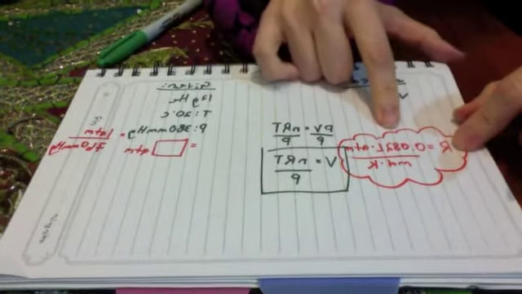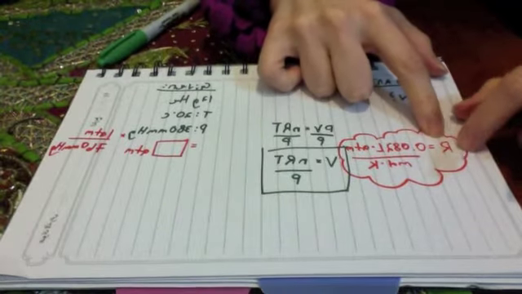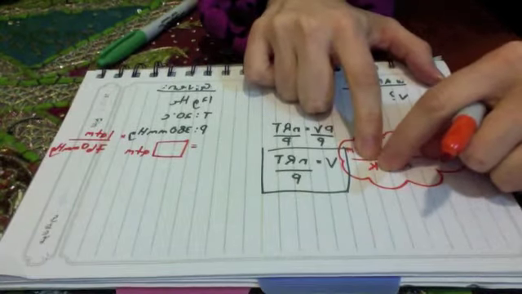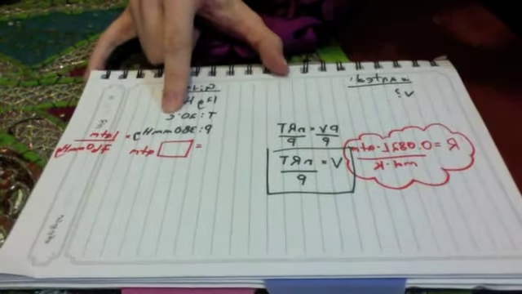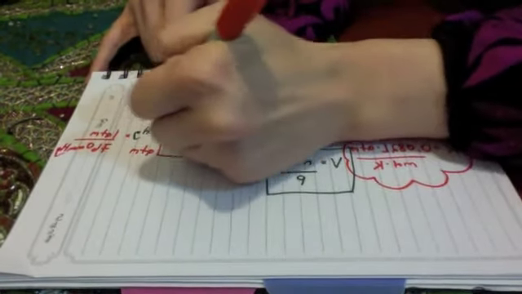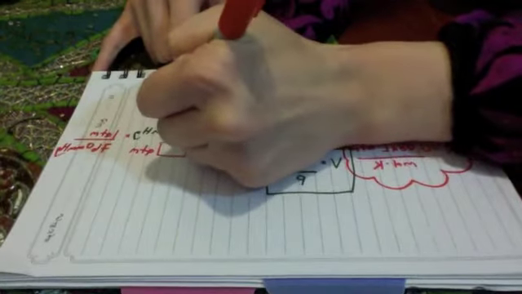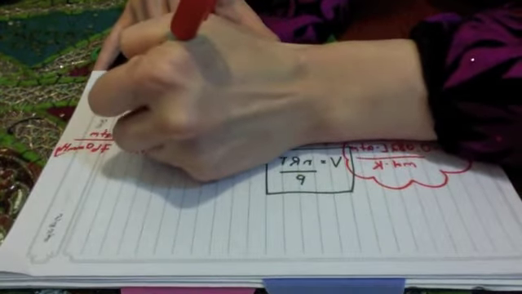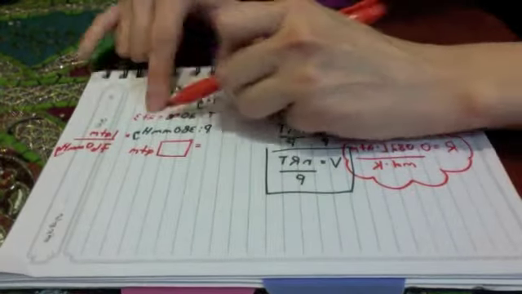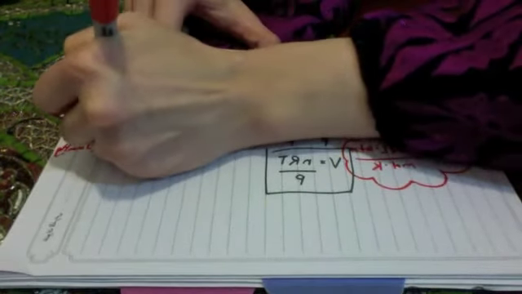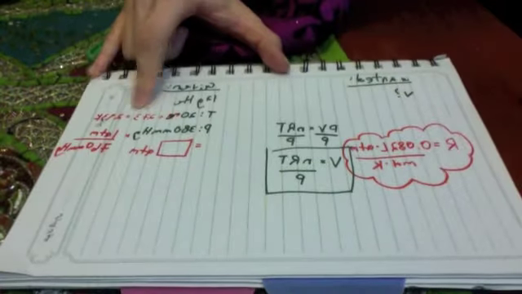The second thing I'm noticing is my value for R is in Kelvin, and the temperature here was given to me in degrees Celsius. So what I'm going to want to do now is take my degrees Celsius, and I want to actually add to it 273. That will convert it to Kelvin, okay? So if I add 20 plus 273, I get 293 Kelvin.